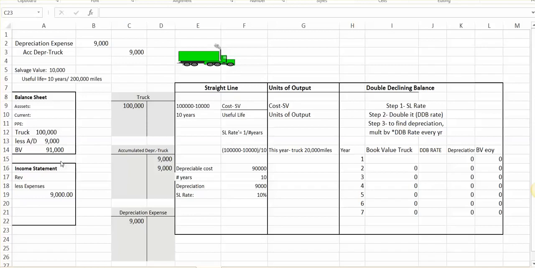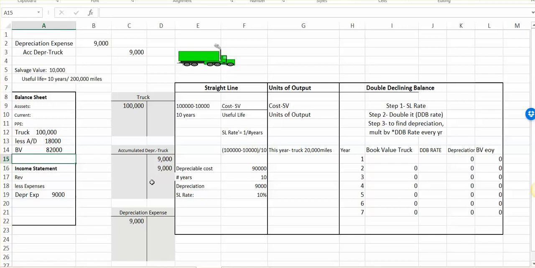Then when we look at our financial statements, the expenses, depreciation expense, will be listed at $9,000 again. And now accumulated depreciation will be $18,000, which means that now the book value of this asset will be $100,000 minus $18,000, which would give us $82,000 book value for that truck, and on and on and on.